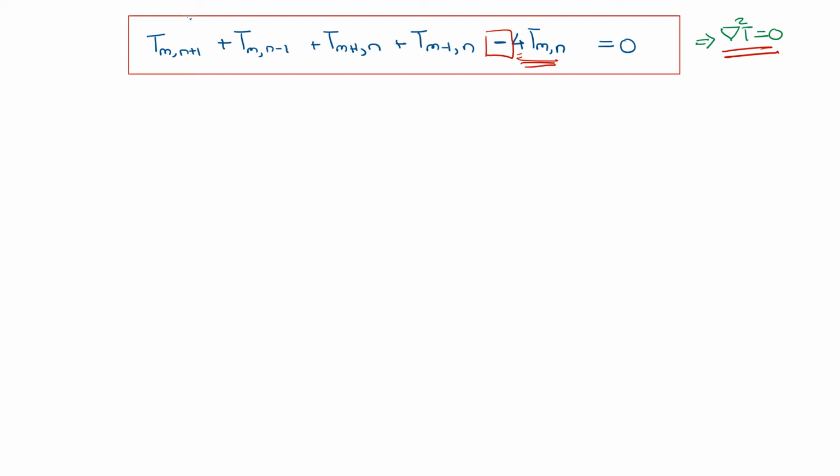Now, because these were internal nodes, you have four neighboring terms contributing to the temperature of T(m, n). So if you know what these neighboring temperatures are, you can easily find out what the temperature of the node is. Otherwise, you'll have to form a system of equations and solve them, which we'll look at with the help of an example later.